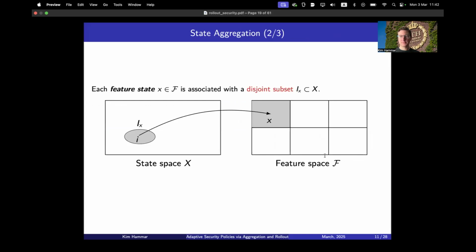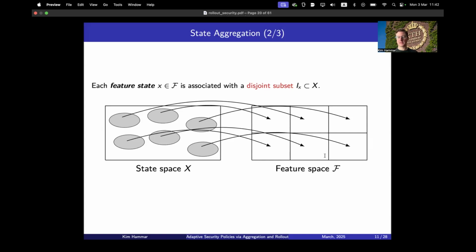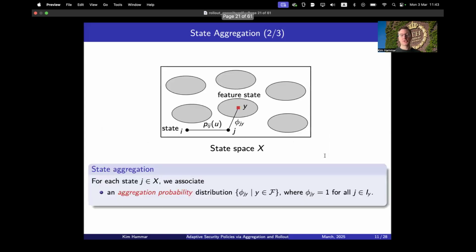Once we have constructed the features, the next step is to map each feature to a subset of the state space. So this should be the subset of states that are most related to that particular feature via some similarity. And this then allows us to do a one-to-one mapping between each of those subsets to the corresponding feature. And to also be able to map states that are outside of those subsets, we then introduce a state aggregation probability distribution called phi. And that allows us to take any point in the state space X and generate the corresponding feature.